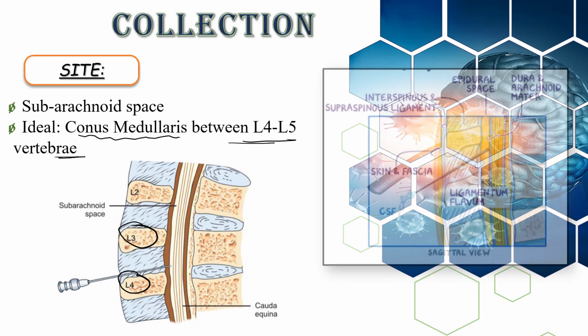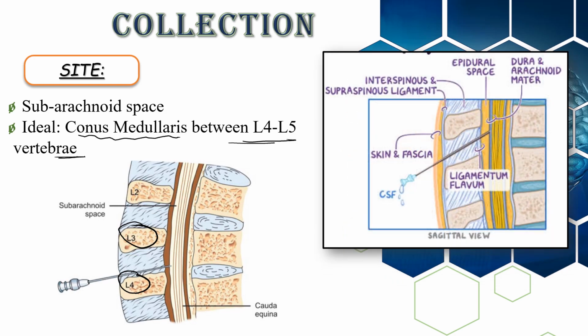So let us see what all layers we need to puncture before reaching the subarachnoid space in between L3 and L4 or L4 and L5. The first layer that you would puncture is skin and fascia, followed by the interspinous and the supraspinous ligament right here. Then you would puncture the ligamentum flavum and reach the epidural space. After reaching the epidural space, we'll puncture the dura and the arachnoid matter and finally reach the subarachnoid space in between L3 and L4 or L4 and L5 vertebra and collect CSF from this space.